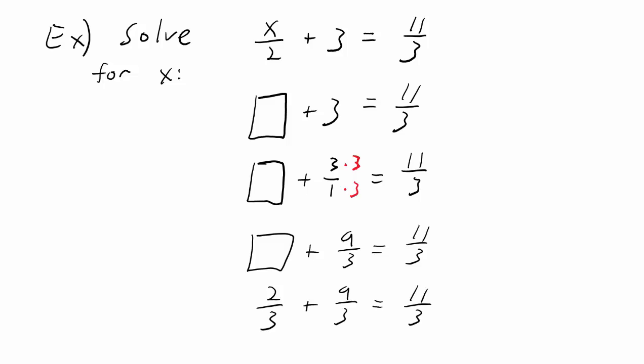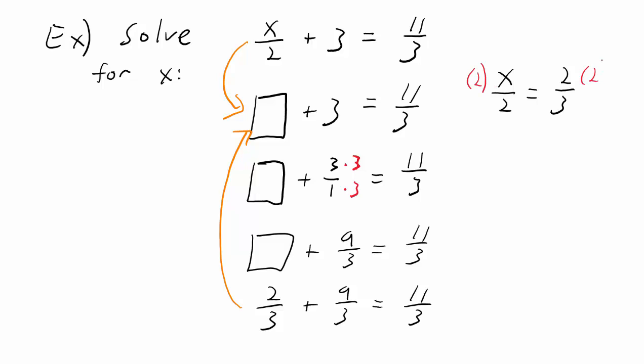Now we need to remember that that quantity is really x over 2. So this quantity, the box, equals x over 2, and it also equals 2 over 3. So now we know that x over 2 equals 2 over 3. We can multiply both sides by 2, because 2 divided by 2 equals 1. And that leaves us with x equals 4 over 3.